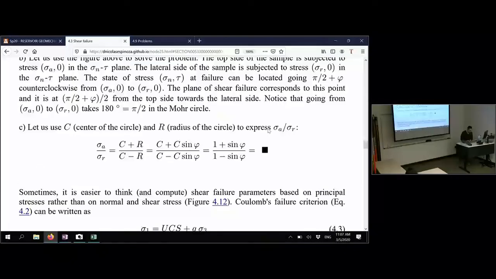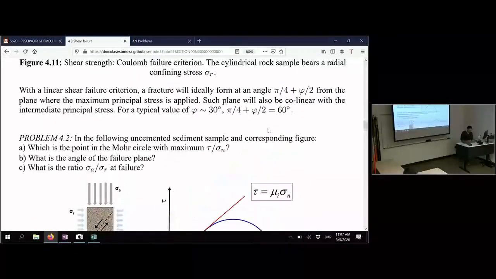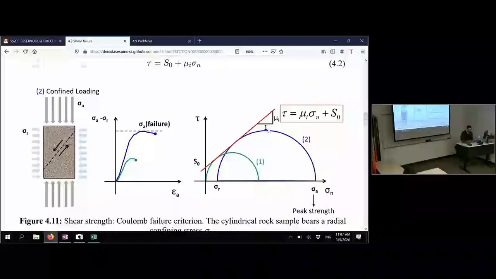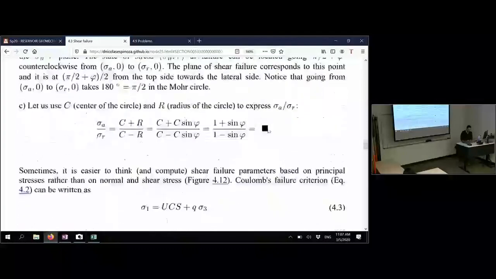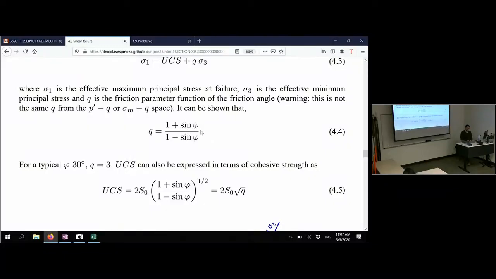I think I forgot to write it. But just use that 4.4, right? Equation 4.4. Well, the thing is, with 4.4 it's easy to calculate Q as a function of the friction angle, but the reverse is not. You have to do some math in order to get friction angle as a function of Q, which is not too difficult, right? But I had done it somewhere, but I think I didn't write it here.